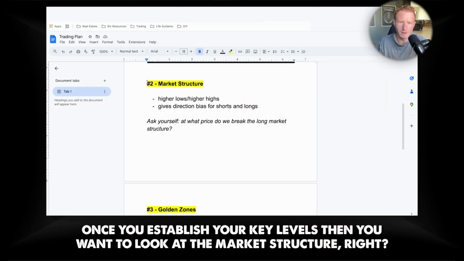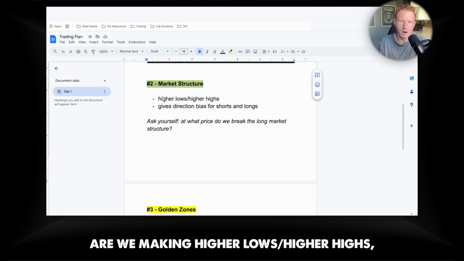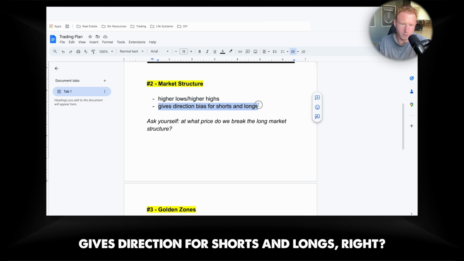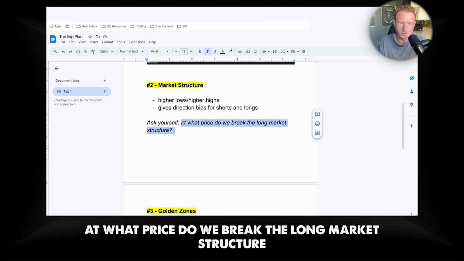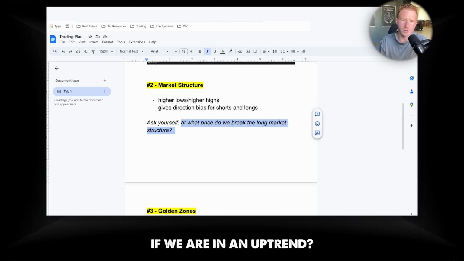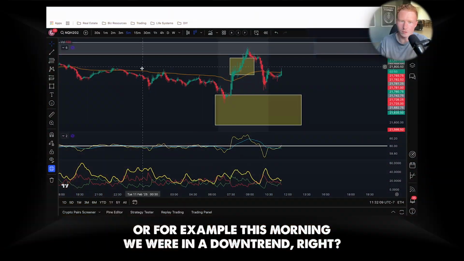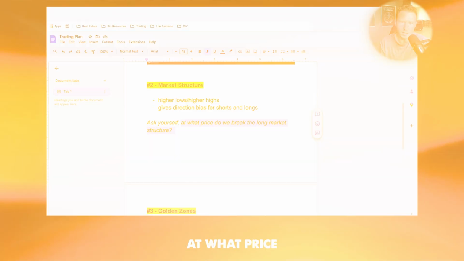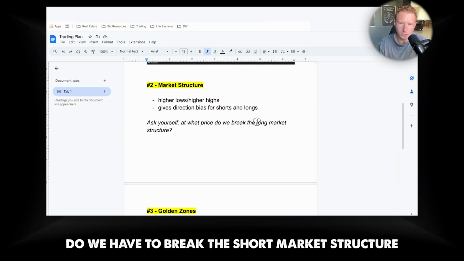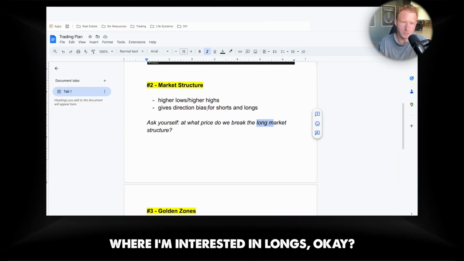Once you establish your key levels, then you want to look at the market structure, right? Are we making higher lows, higher highs? Gives direction for shorts and longs, right? So ask yourself, at what price do we break the long market structure if we are in an uptrend? Or for example, this morning we were in a downtrend, right? We're trending down, making lower highs, lower lows.